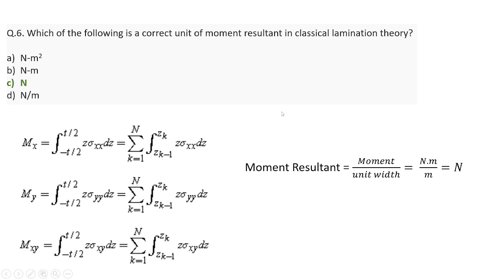Next, the same thing, they talked about which of the following is the correct unit of moment resultant in classical lamination theory. So moment resultant is known as moment per unit width. According to that, the unit will be Newton meter divided by meter. So the final unit will be Newton.